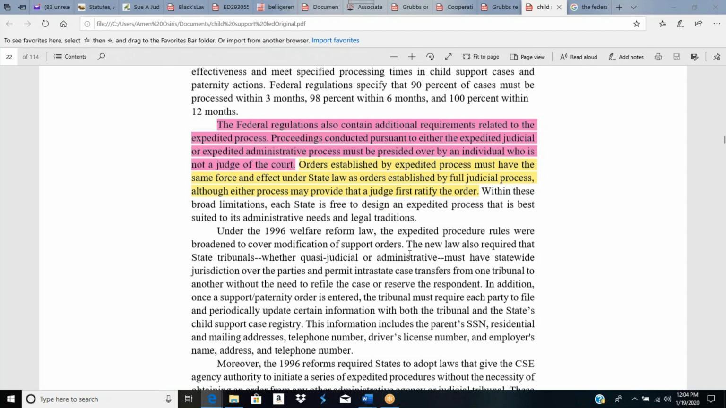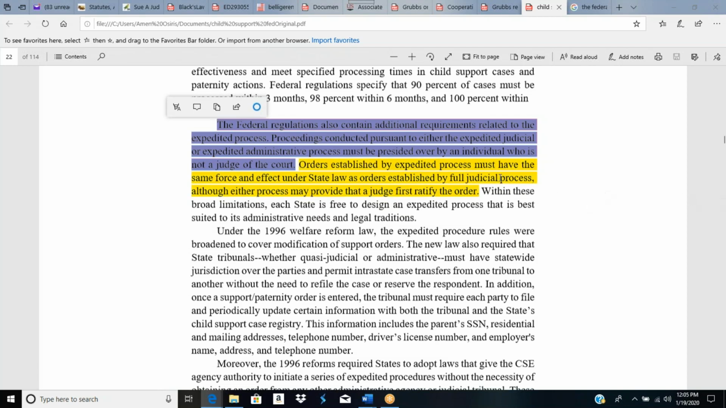Now, federal regulations contain additional requirements related to the expedited process. Proceedings conducted pursuant to either the expedited judicial or expedited administrative process must be presided over by an individual who is not a judge of the court. Okay? So it can't be a judge. A judge cannot sit in child support.